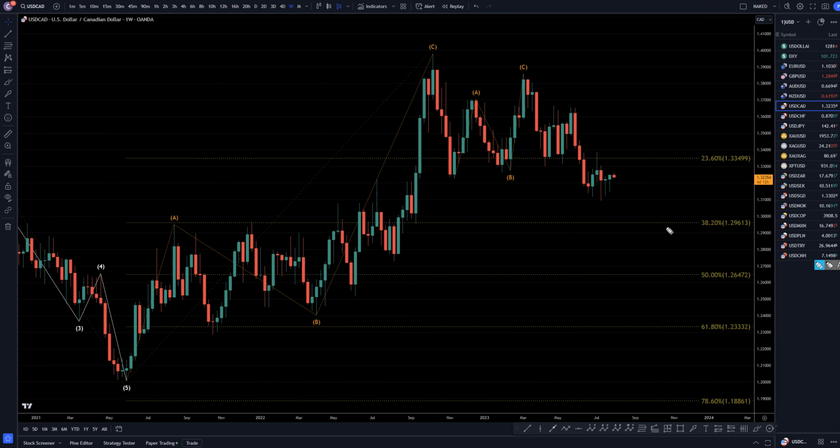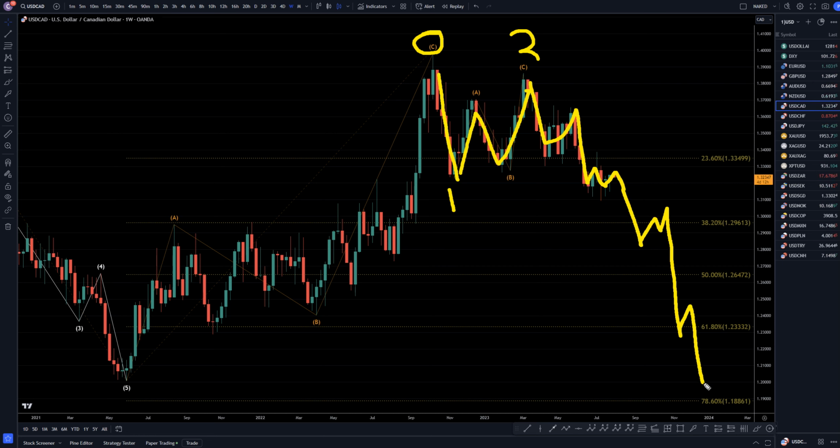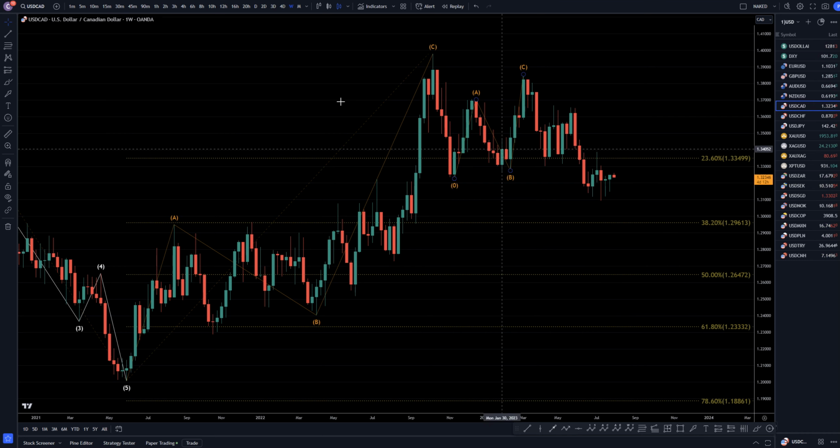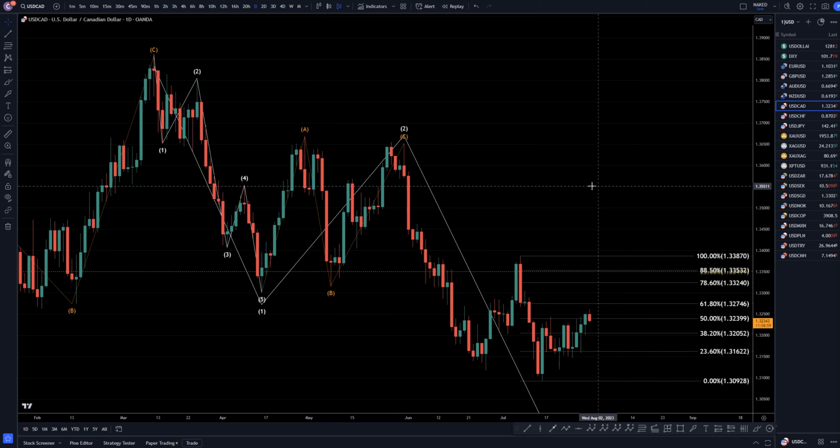On the weekly time frame, I still believe this is the end of a correction. I still think this is a 1, ABC up, wave 2. It still looks like to me it's made a wave 3, and that it most likely is now in that wave 3 and will continue to make lower lows and lower highs. So let's take it down to the daily time frame.